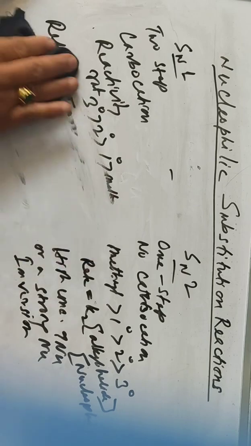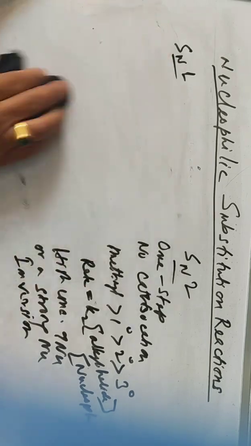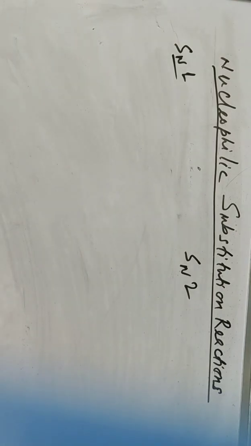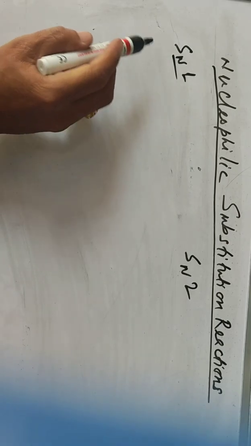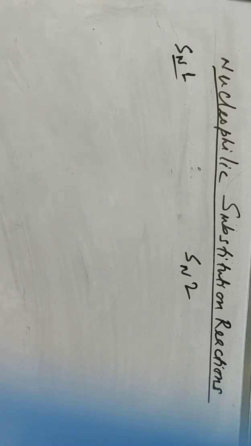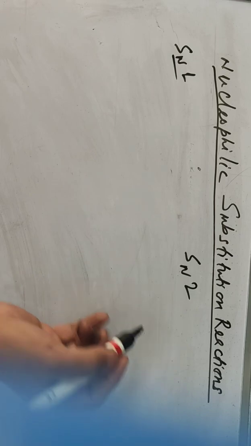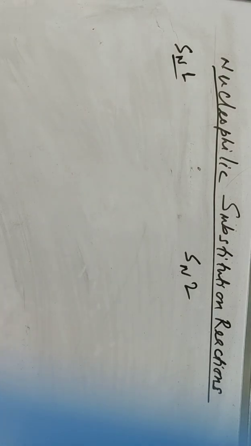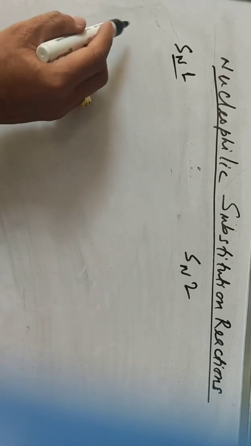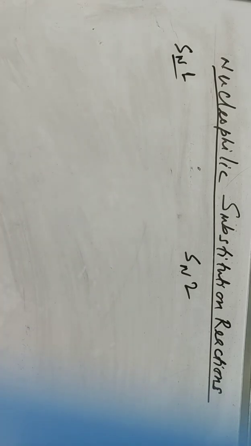Now the stereochemical factor: if the alkyl halide is a chiral compound, then in the case of SN1 we get a racemic mixture, but in the case of SN2 we get only one compound with inversion of configuration. SN2 is stereospecific; it gives only one product. So R will give S in SN2. But in SN1, R will give a racemic mixture of R and S. So it is like this for chiral alkyl halides.